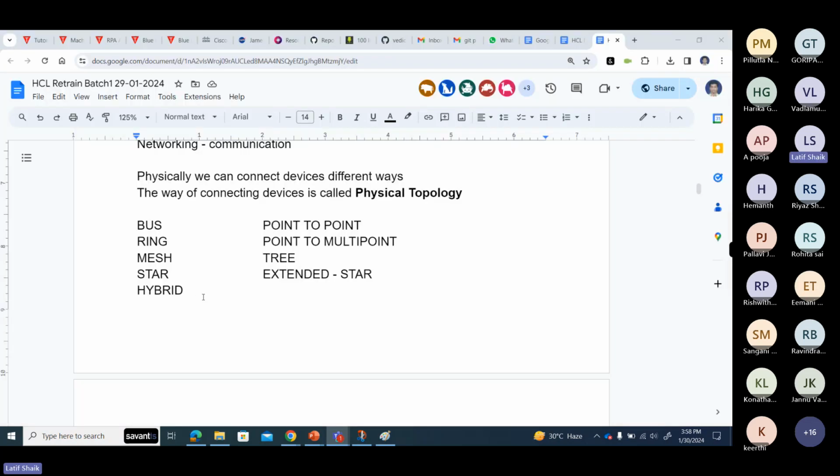Teja, can you tell me what are the physical topologies? It's on the screen, sir. Bus topology, ring topology, mesh topology, star and hybrid. Okay. A few other topologies are point to point, point to multi-point, tree, extended star topology, etc.